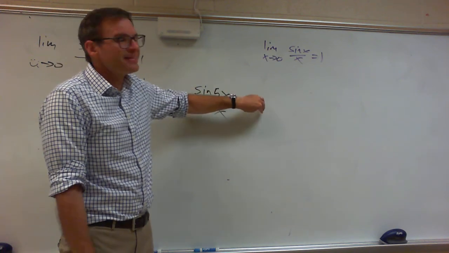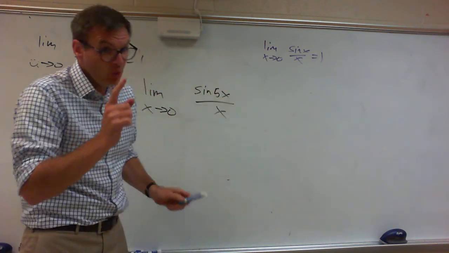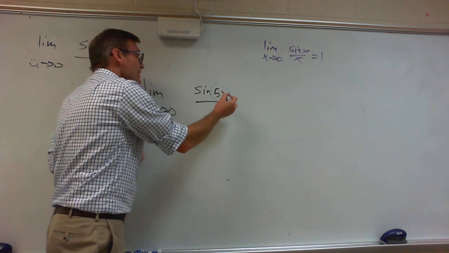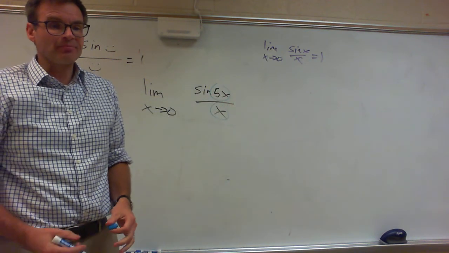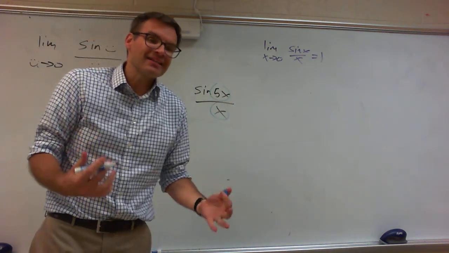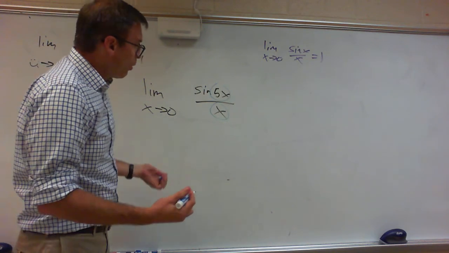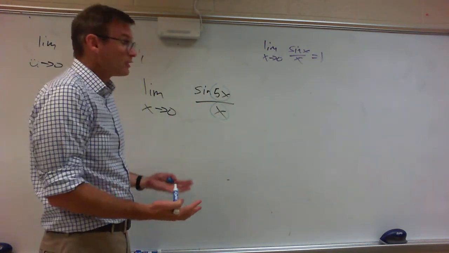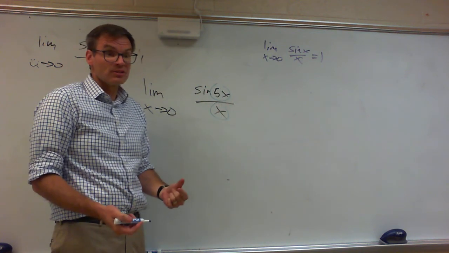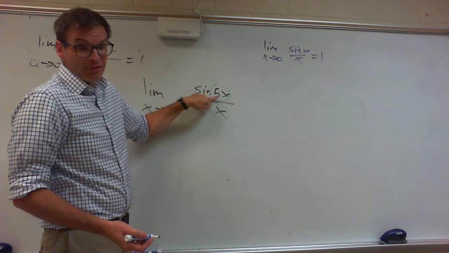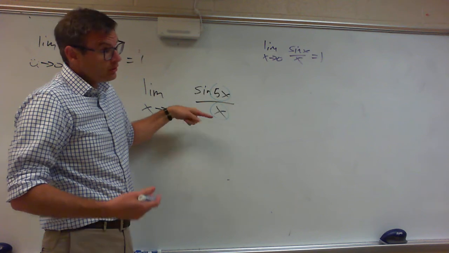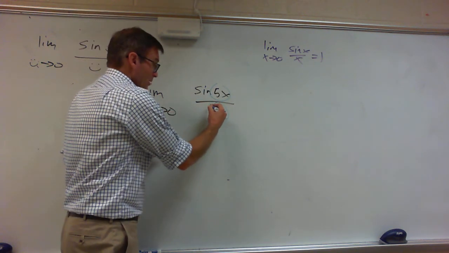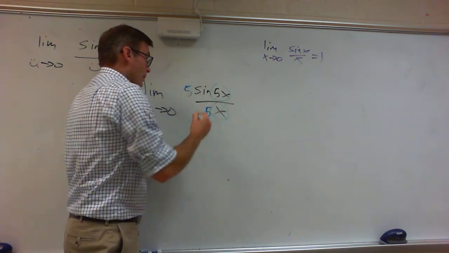I can say this equals 1 if, and only if, this thing and this thing are exactly the same. Until those are the same, I can't say it equals 1. So what I have to do is a little bit of algebra to manipulate it so these two things are the same. If I have a 5x here, I need to have a 5x here, and the way I do that is I'm going to multiply top and bottom by 5.